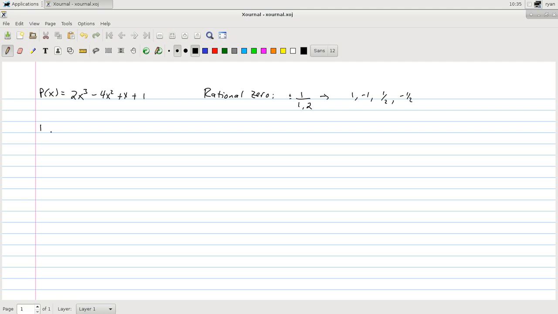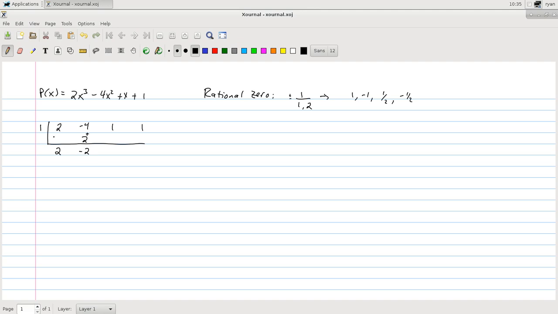So we'll start with x equals 1. And then we'll divide this into, we'll put the coefficients of our polynomial. So 2x cubed minus 4x squared plus 1x plus 1. We carry the leading coefficient down, so we've got a 2 here. And then we multiply. 1 times 2 is 2. We add these together, we've got negative 2.